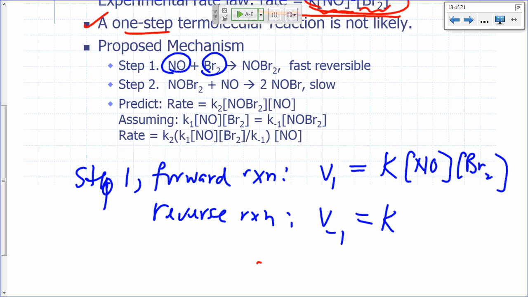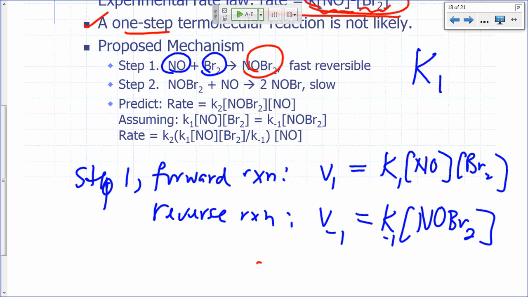What do we mean by the reverse of step 1? The product is behaving like the reactant and the reactant is behaving like the product, right? So this is your reactant for the reverse of step 1. So it's equal to k times the concentration of NOBr2. And now, the rate constants for forward and reverse reactions are not going to be the same. So to make that distinction, we're going to call this k1 and we're going to call this k sub negative 1. Those are just labels. k1 is the rate constant for step 1 going forward. k sub negative 1, that's just a label, is the rate constant for the reverse of step 1.